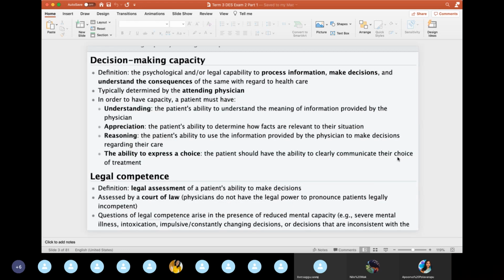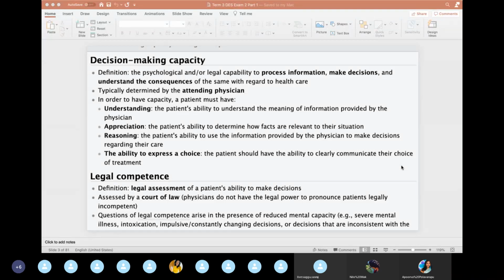Decision-making capacity versus legal competence. What's the difference? Decision-making capacity is determined by the physician, by you, right? It means the capability of the patient to process information, make decisions, and understand the consequences of the same with regard to health care. In order to have capacity, a patient must have understanding, appreciation, reasoning, and the ability to express a choice. Contrast this with competence. Competence is assessed by a court of law. Only a court of law can tell you whether you're competent or not. It's a legal assessment of a patient's ability to make decisions.